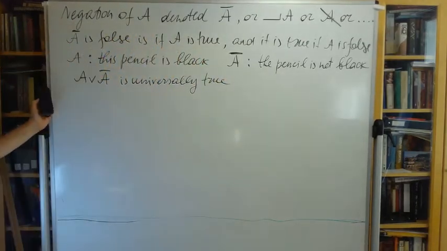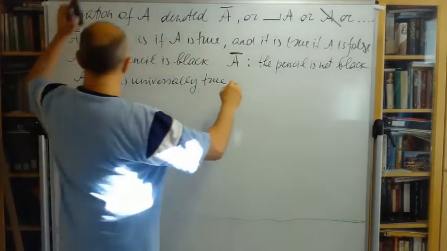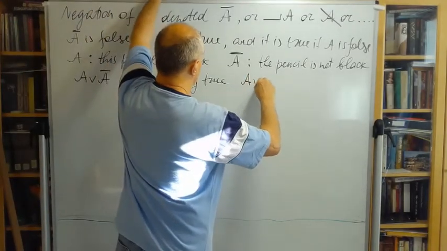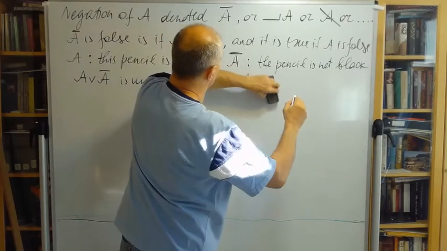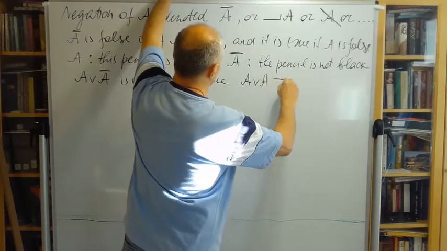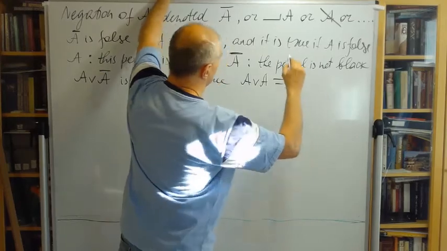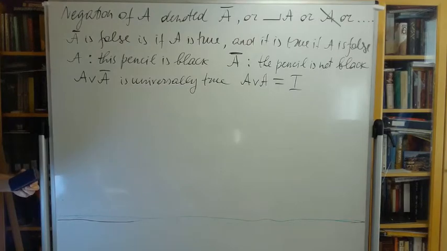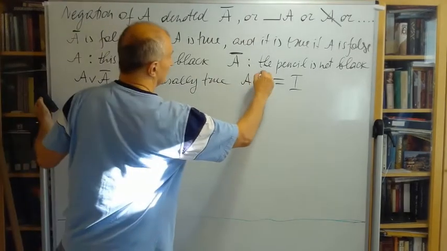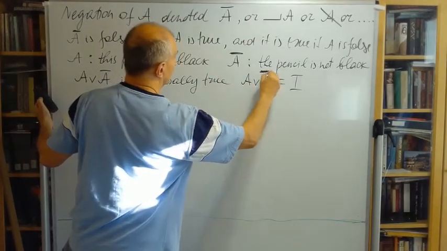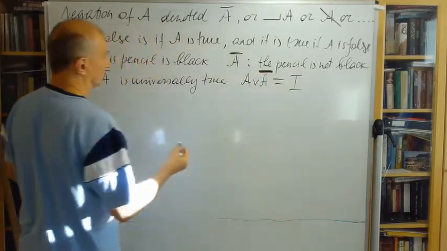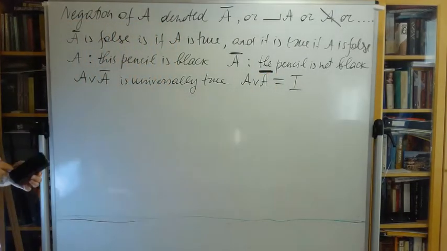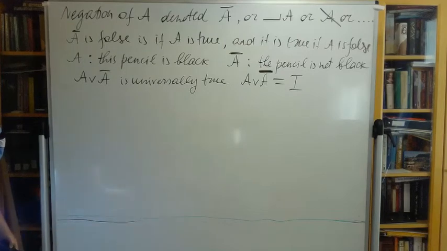Really, one of them must hold, right? So people usually denote it somehow: A or not A equals I, or U, meaning the whole. It's a universally true statement. It's pretty safe to say this pencil is black or it is not black. This statement is universally true.